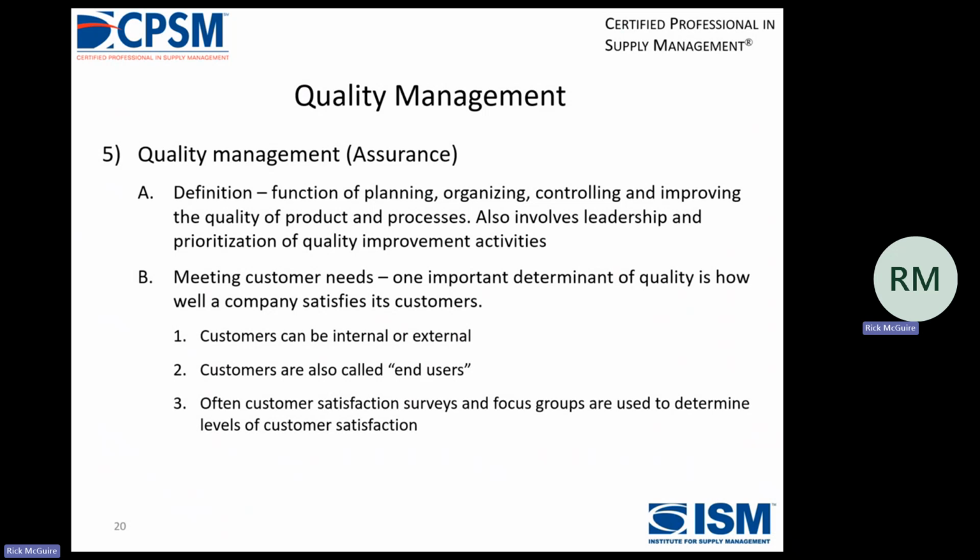Quality management, which is also quality assurance, is a function of planning, organizing, controlling, and improving the quality of products and processes. And meeting customer needs is one important determinant of how well a company satisfies its customers. Customers can be internal or external, and customers are often also called end users. Customer satisfaction surveys and focus groups are used to determine their level of satisfaction.